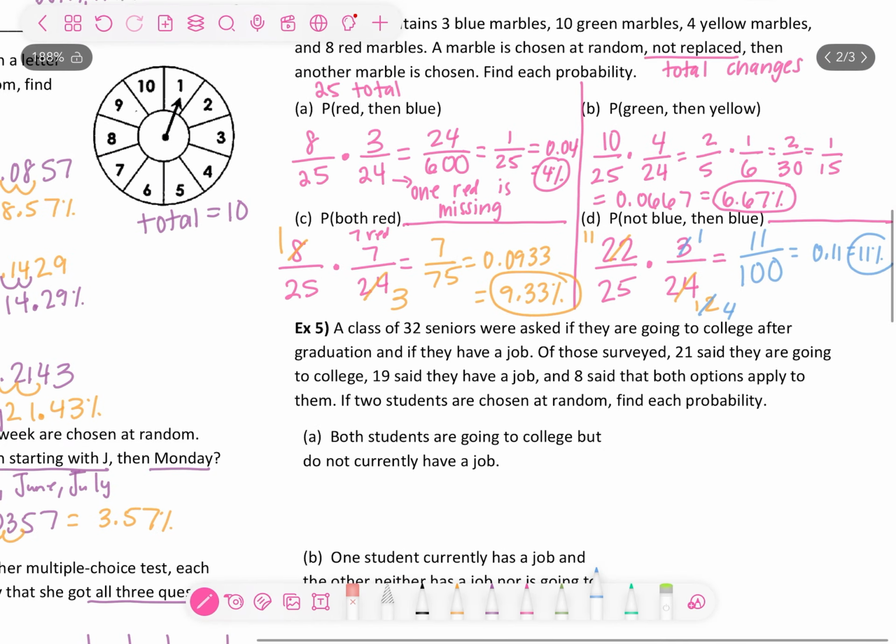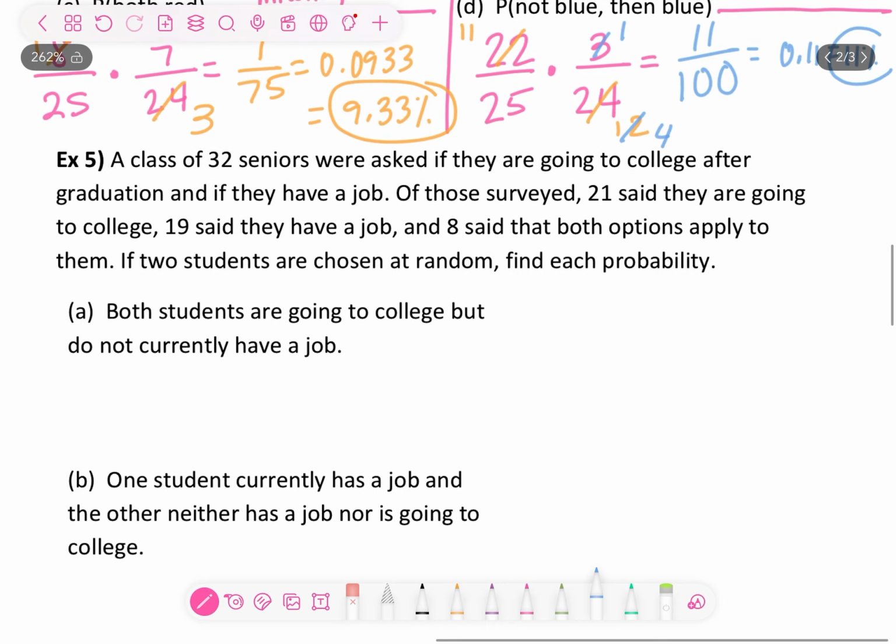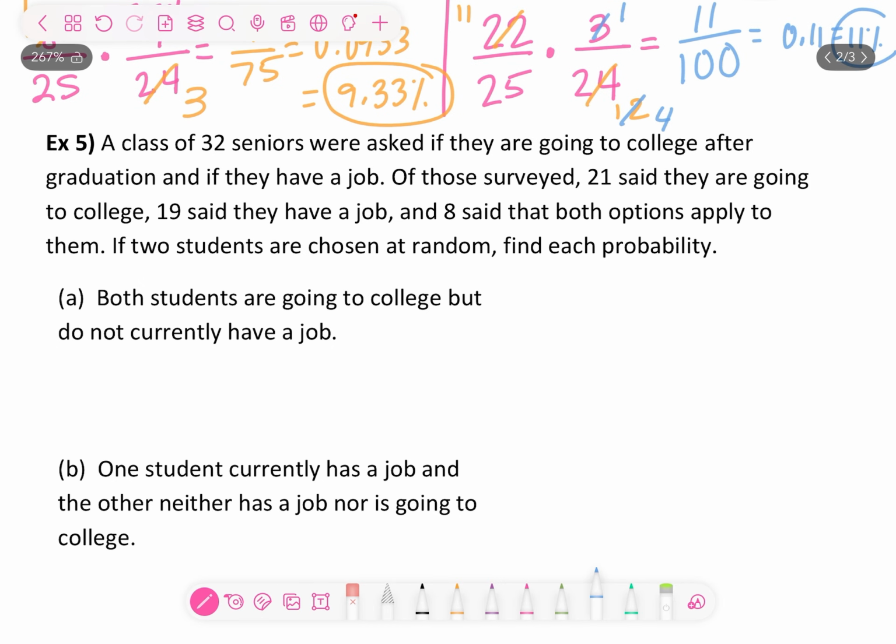All right, let's look at example 5 now. A class of 32 seniors were asked if they are going to college after graduation and if they have a job. Of those surveyed, 21 said they are going to college, 19 said they have a job, and 8 said that both options apply to them. If 2 students are chosen at random, find each probability.